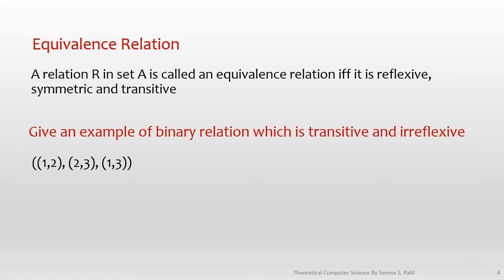If X R X, then it is reflexive. This condition doesn't satisfy in the given example. But if A R B, B R C gives A R C, meaning (1, 2), (2, 3) gives (1, 3). This satisfies the given condition of transitivity. Hence, this example is a good example of transitive and irreflexive properties.